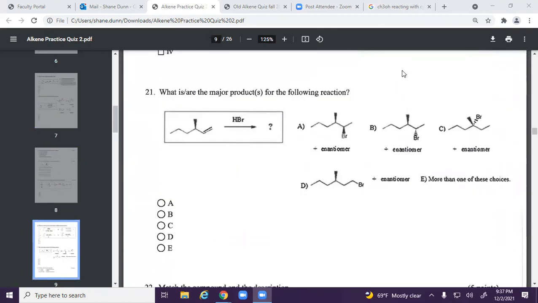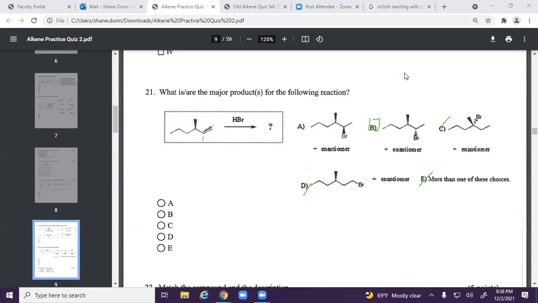Okay, but it's worked the same way. So we're gonna add the bromine, correct? Positive charge over here, negative charge over here. So the bromine is gonna be attached to this carbon. Which one is it not attached to? So between A and B, right? So the answer is B.